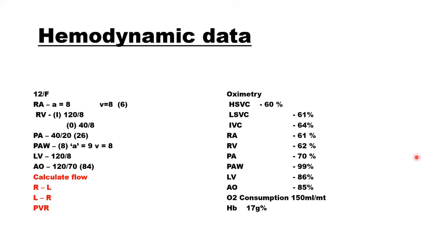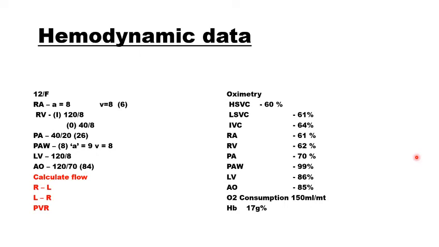What does that mean? Why is the patient having a PA oxygen saturation step up? There may be MAPCAs or something which is giving collaterals. Or since the patient is having elevated pulmonary artery pressure, what is the possibility? MAPCAs may be there. MAPCA is a possibility.